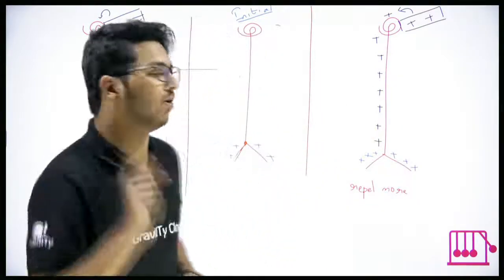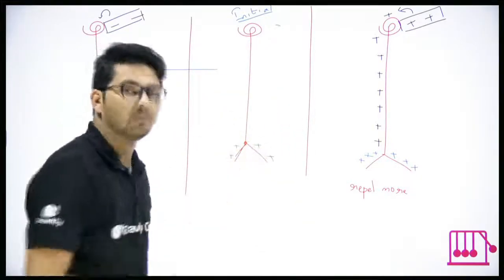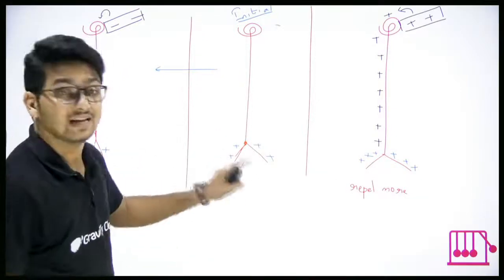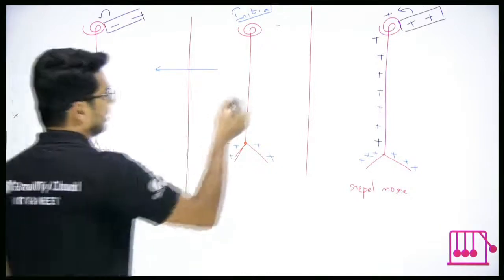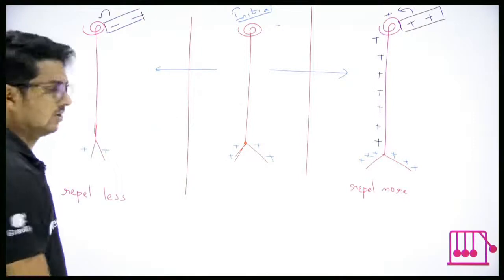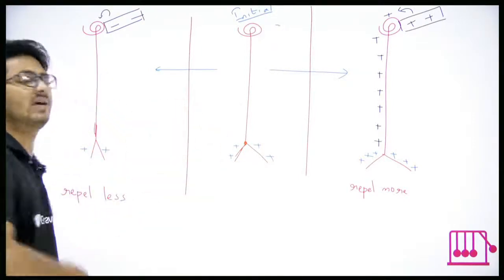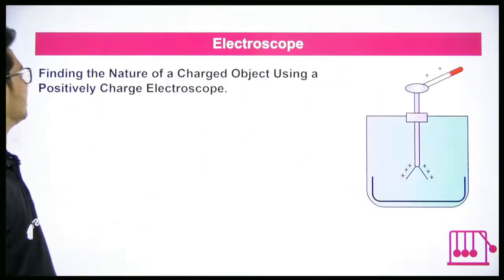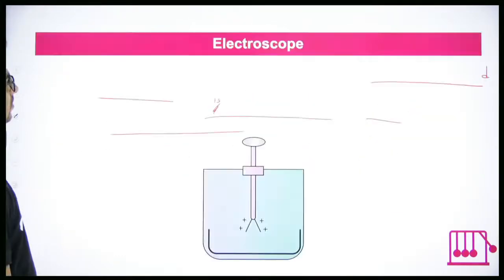There is a small initial condition. What is the initial condition? Initially we have to know that the electroscope is charged. Whether it is positive or negative doesn't matter, but we have to know it. If it is positive, we have to know it is positive. If it is negative, we have to know it is negative. Okay. So our case here is, where was it? Just a minute.